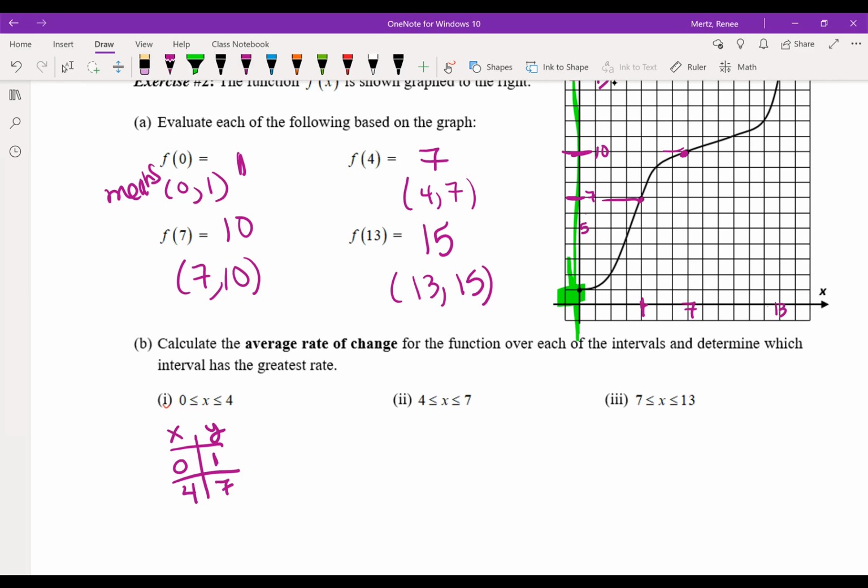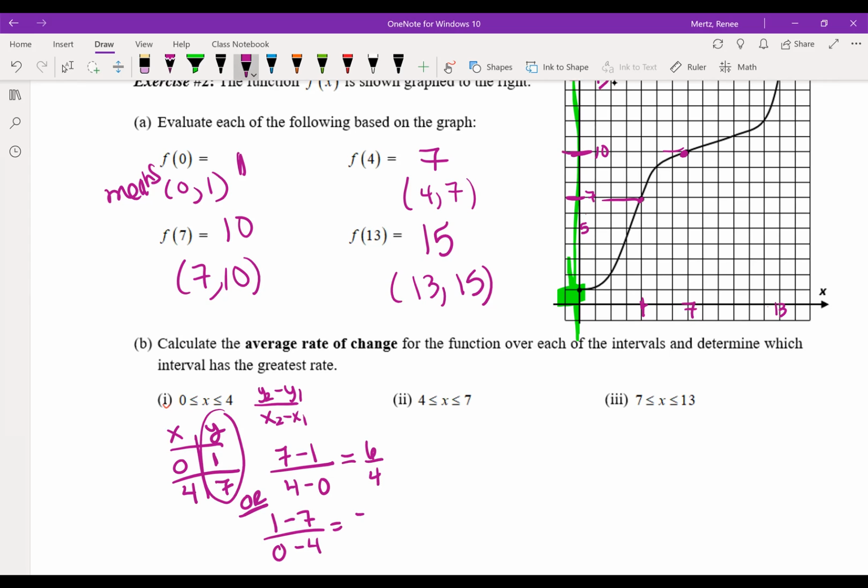So it's y2 minus y1 over x2 minus x1. So I'm going to take these two first. 7 minus 1, or 1 minus 7, over 4 minus 0. So this is fine, or this is fine. They're both going to give us the same result. So we get 6/4 or 3/2, negative 6 over negative 4 or 3/2. So we're going to get 3 over 2. If we reduce it, we don't have to. If you do, it's fine.